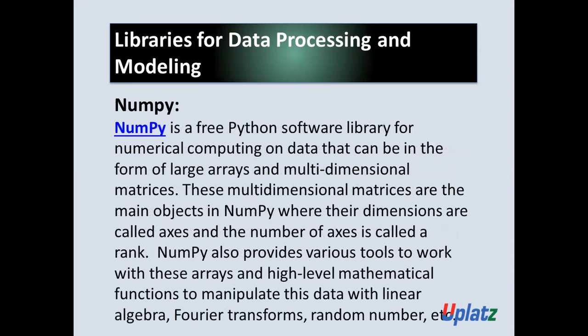NumPy is a free Python software library for numerical computing on data that can be in the form of large arrays and multi-dimensional matrices. Pandas is a free Python software library for data analysis and data handling, whereas NumPy is for numerical computing on arrays and multi-dimensional matrices. These multi-dimensional matrices are the main object in NumPy, where their dimensions are called axes and the number of axes is called a rank.